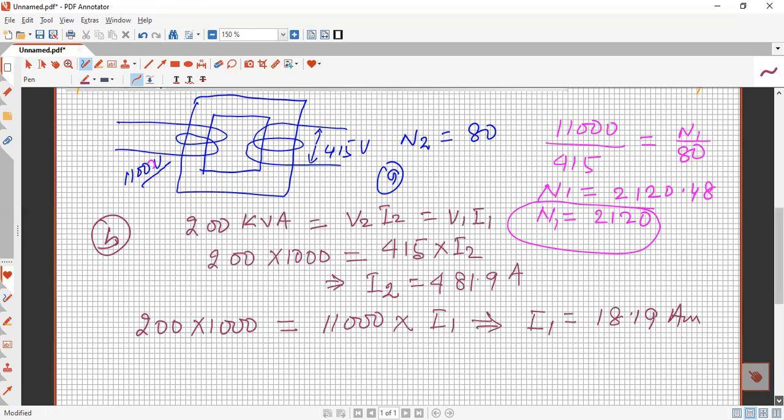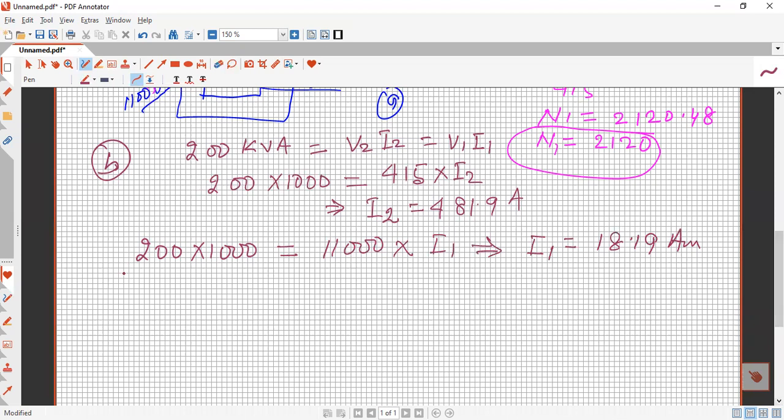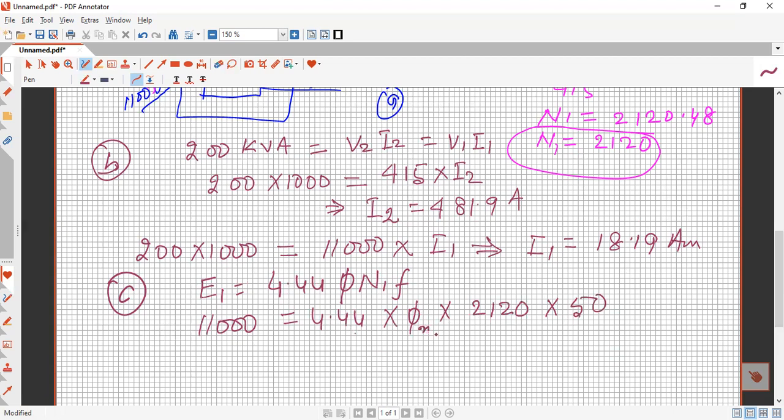For calculation of maximum core flux density, we use the relation E1 equals 4.44 times flux times number of turns times frequency. Here everything is given. The primary induced voltage is 11,000 volts, 4.44 into flux into the number of turns on the primary side, already calculated, 2120, into frequency, which is 50. Everything is given, so this gives the maximum flux. You can solve it using your calculator.